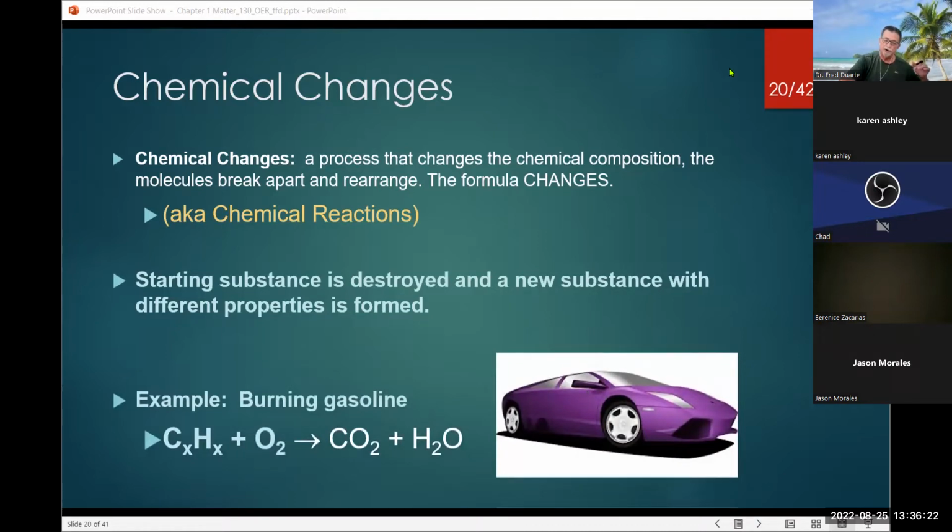Now, here's a very generic formula. It's C subscript X, H subscript X. This is a generic formula for what we call hydrocarbons.